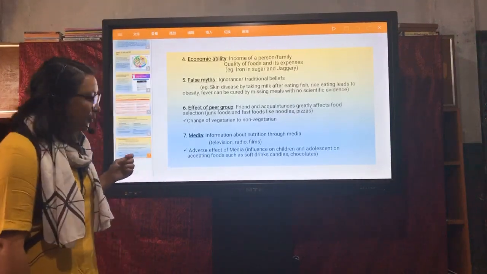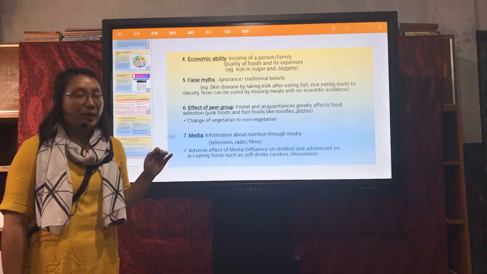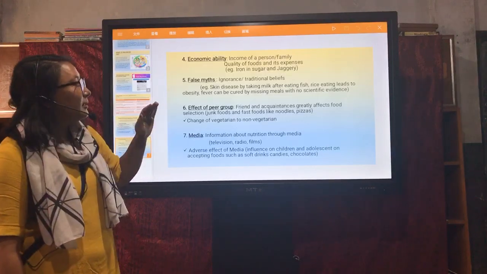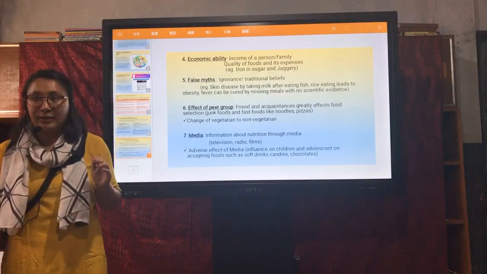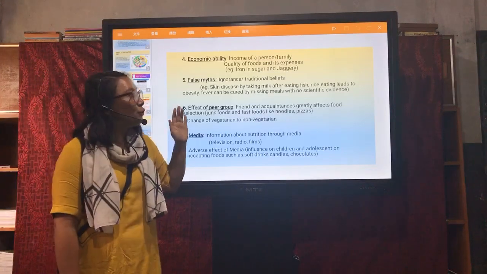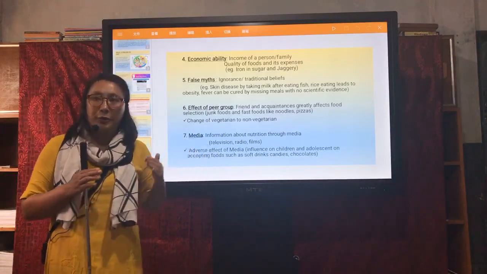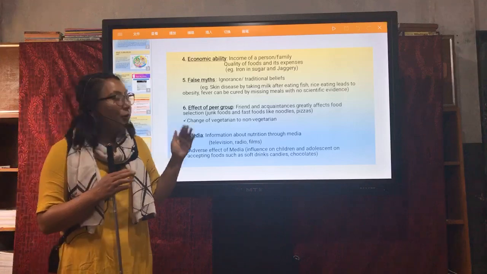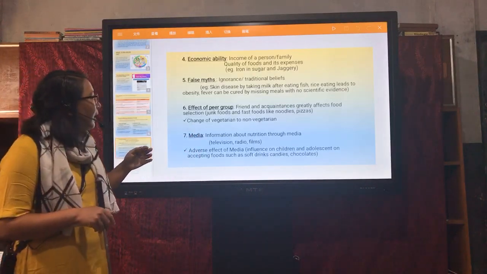So let me give you one example. Iron is present in both sugar and jaggery. But when we consider the costs of sugar and jaggery, sugar is more expensive than jaggery. But iron is present in both sugar and jaggery. So we need to make a wise decision which food we should go for. Even low cost foods are nutritious and good for health.